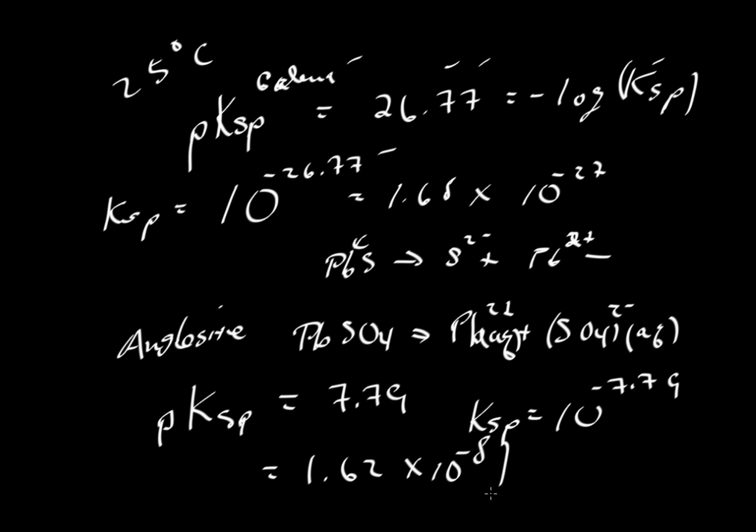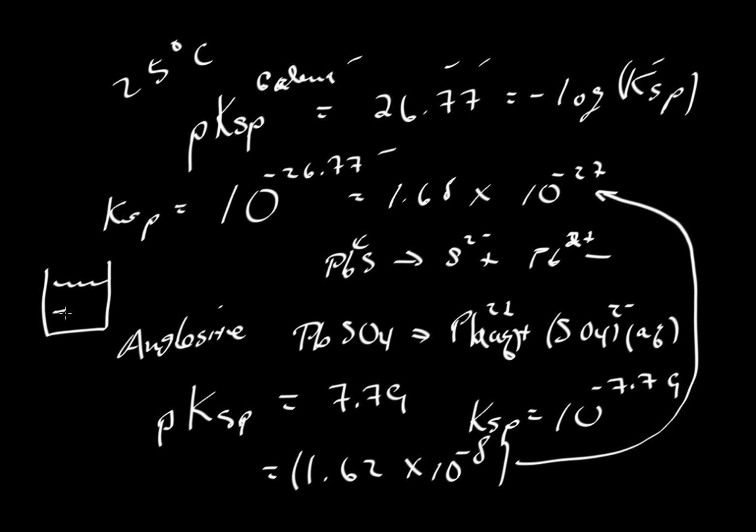Now that's still a very, very small value, but take a look at its comparison to 10 to the minus 27. If we have a cup of water, so let's draw a little cup of water over here, and we put in a piece of galena, and then over here, on the other side, we put in a little bit of anglesite. The anglesite is shown there, and the galena is this fellow there. The anglesite is going to donate a lot more lead to the water than the galena will, considerably more, because this KSP value is much, much greater than the value for galena.